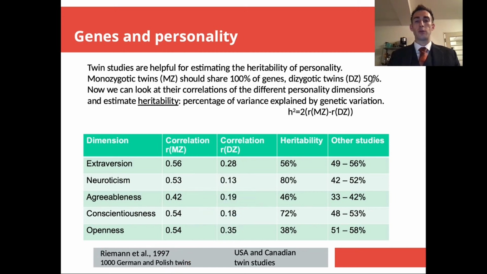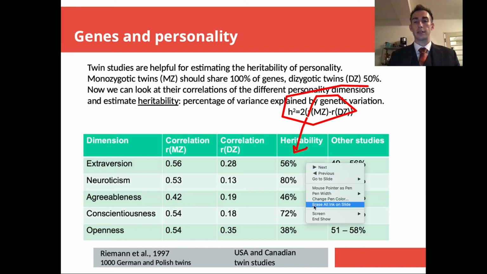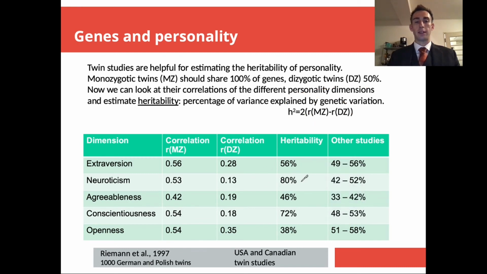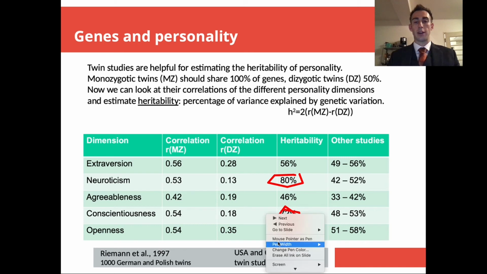And based on these numbers, we can use this equation to calculate the heritability index, the H2 index, which shows that basically neuroticism is 80% heritable, conscientiousness is 72, and the lowest one is openness, which is only 38% heritable.